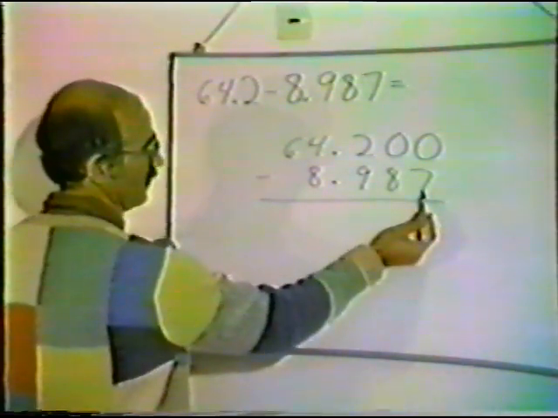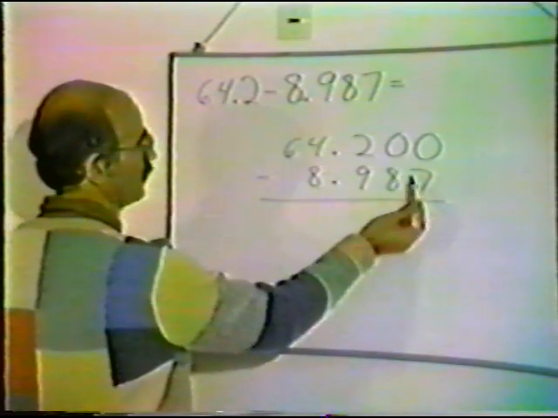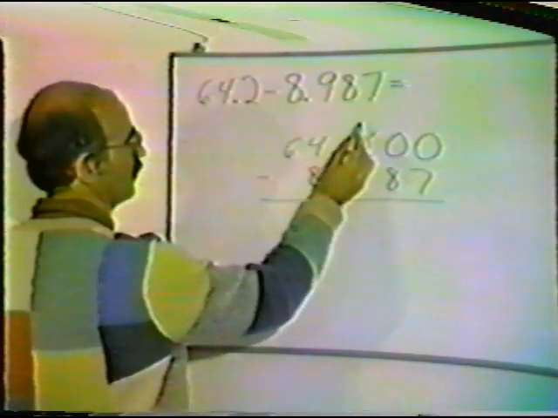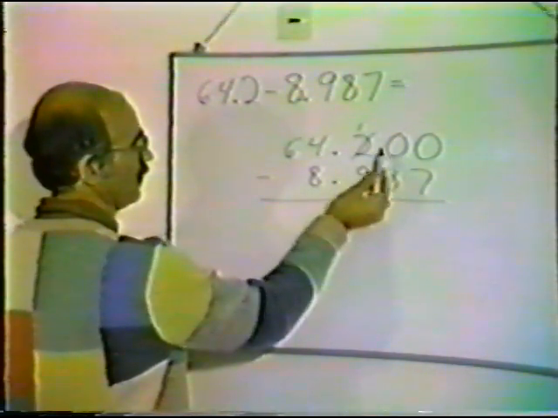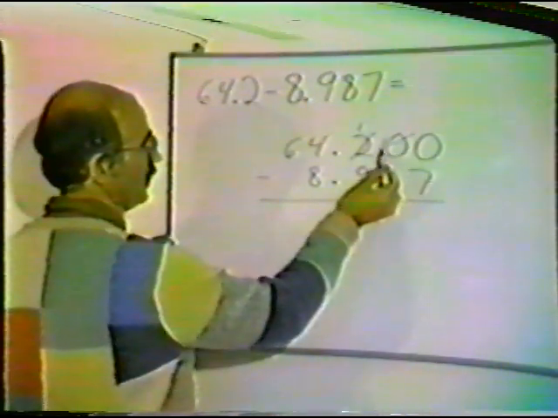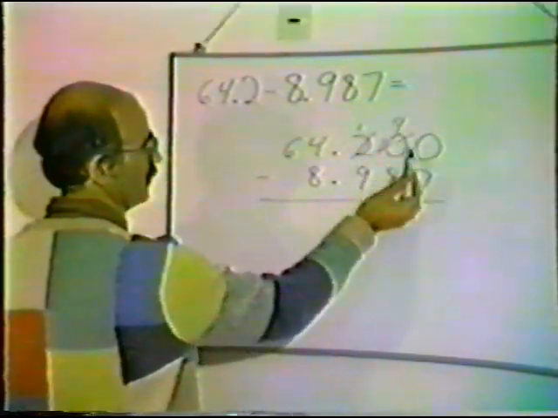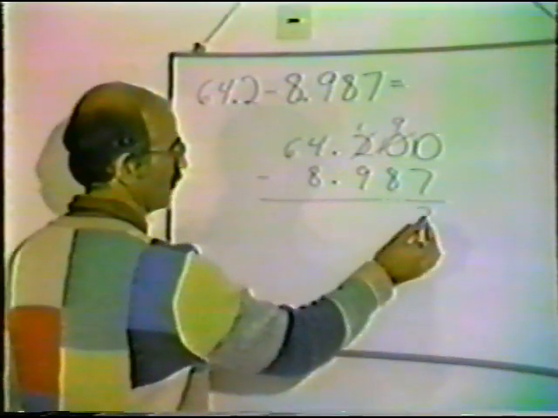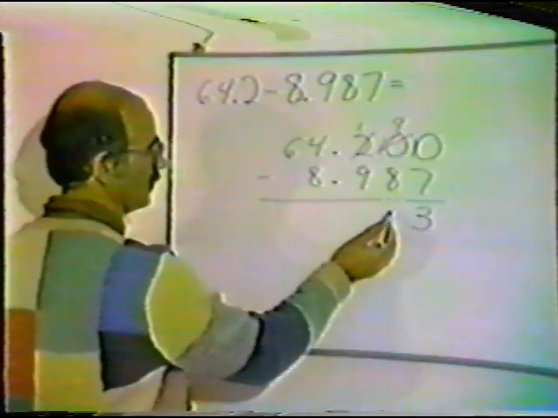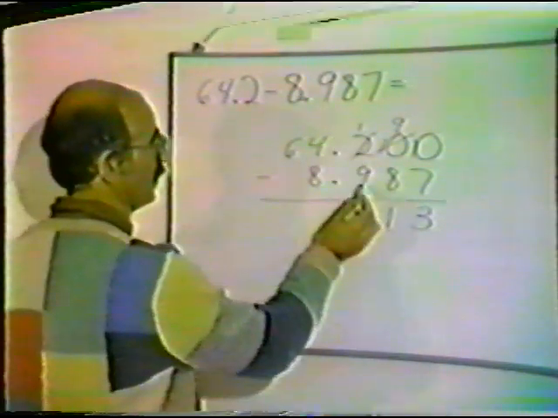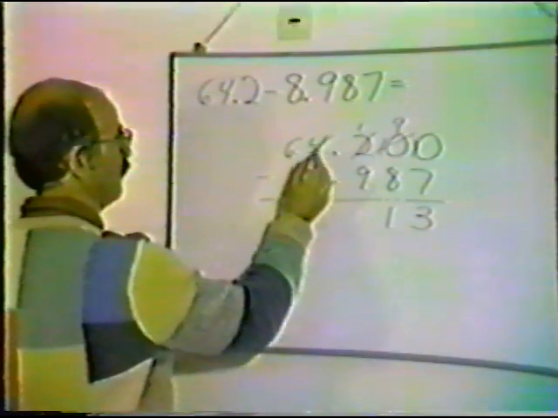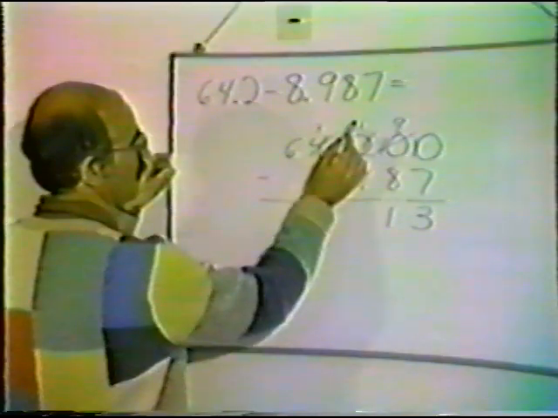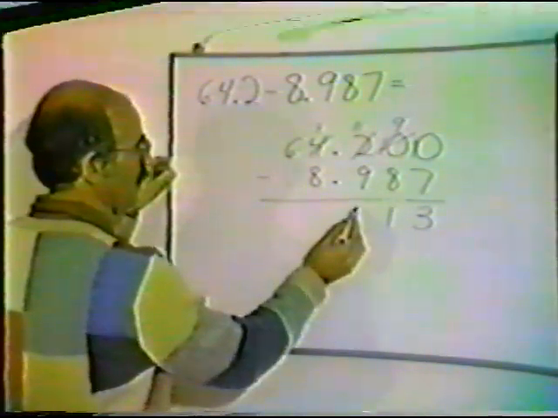0 take away 7. Can't do. We have to borrow all the way over from the 2. The 2 becomes a 1, so that the 0 can be 10. Then the 10 becomes 9, so that the 0 becomes 10. 10 take away 7 is 3. 9 take away 8 is 1. 1 take away 9. Can't do. The 4 becomes a 3 so that the 1 can be 11. 11 take away 9 is 2.